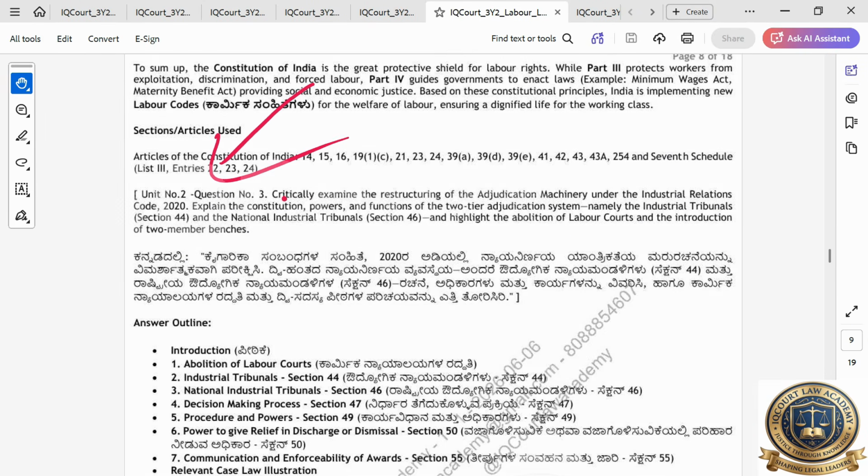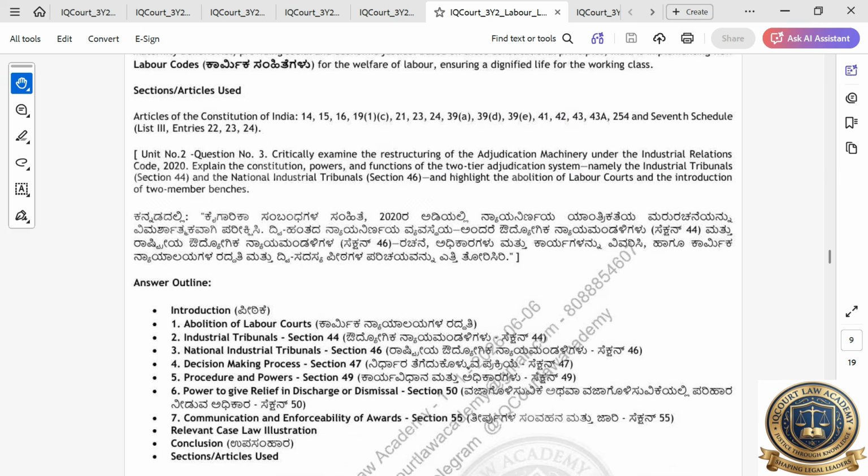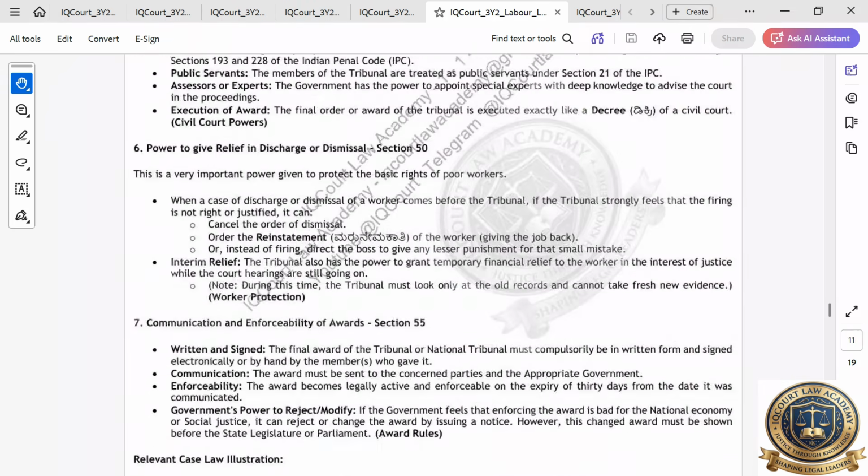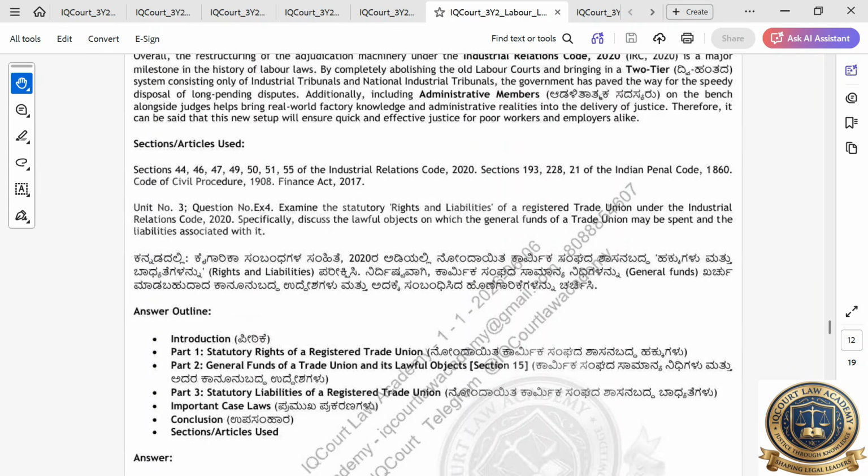Unit 2, question number 3: critically examine the restructuring of adjudication machinery under the Industrial Relations Code 2020. Explain the constitutional power and functions of the two-tier adjudication system, namely Industrial Tribunal. Earlier, Labor Court was there. Now they were removed and the power was given to the Industrial Tribunal and National Industrial Tribunal, Section 46. I have given this for your in-depth knowledge. This is a 50% important question, the probability is there.